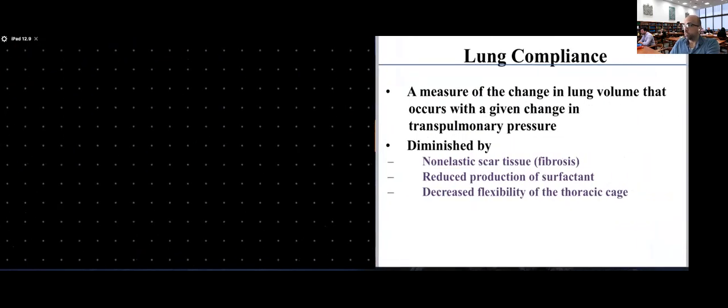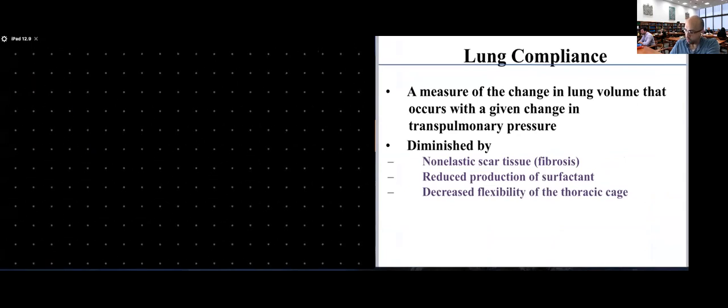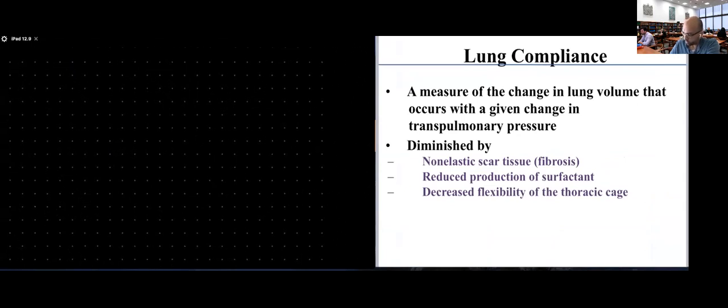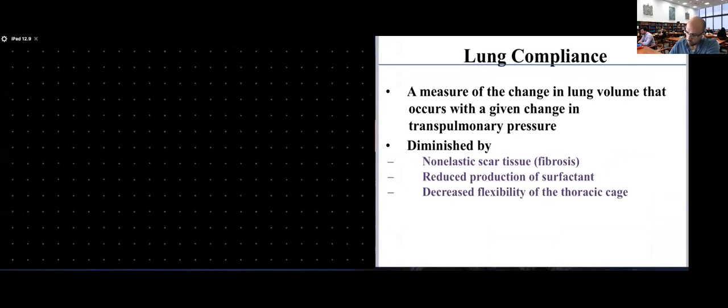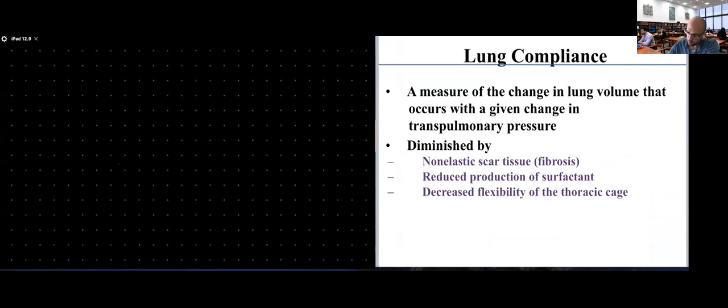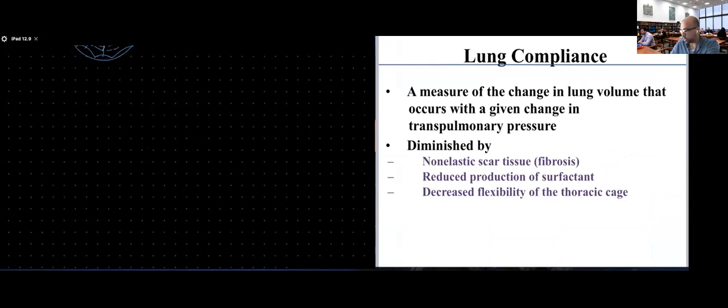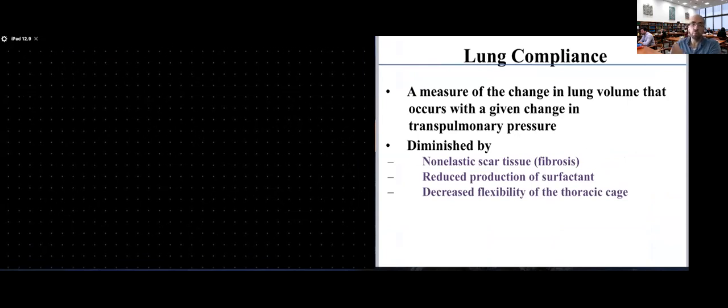Another factor that affects the ventilation in the lungs is lung compliance. What is compliance? What if I'm describing a person to be compliant? What does this mean for you? Compliant means it follows the rules. He is going to be doing what he is supposed to do.